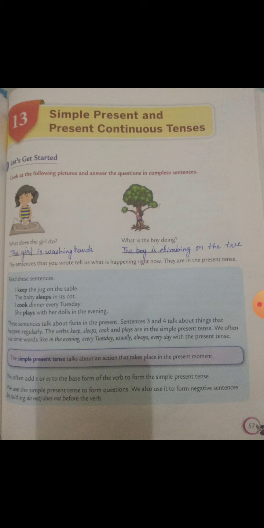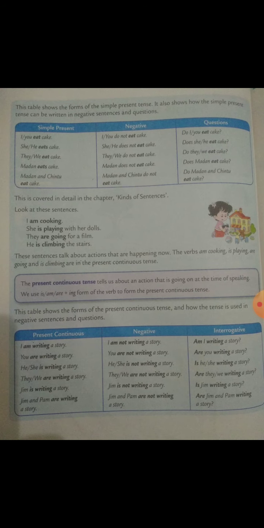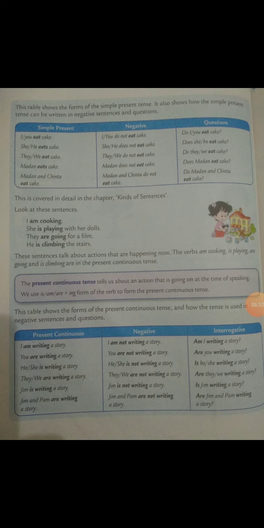And how do we make questions? We always make a question by beginning the question with do or does. We will write do or does, and then we will ask the question in simple present tense. Now you can see on page number 58, the table shows the forms of the simple present tense. It also shows how the simple present tense can be written in negative sentences and questions.